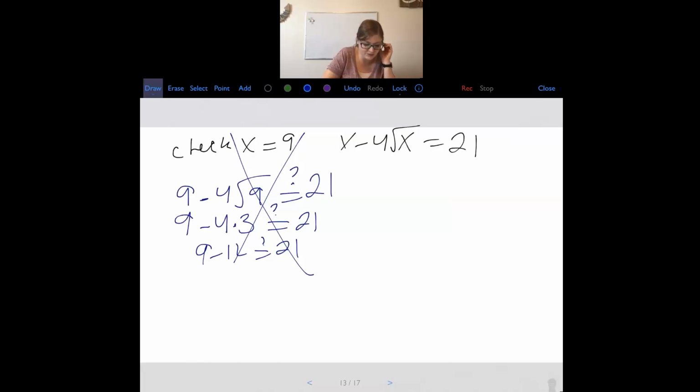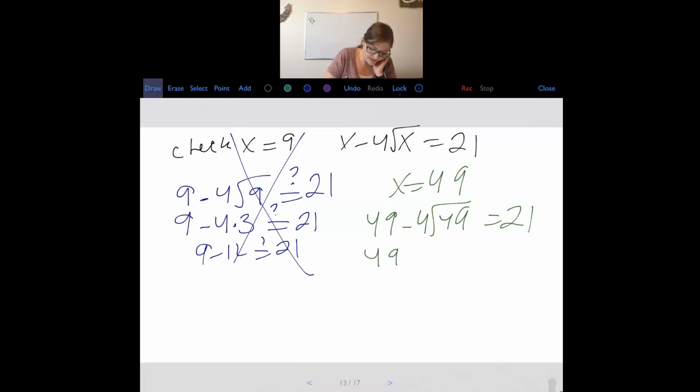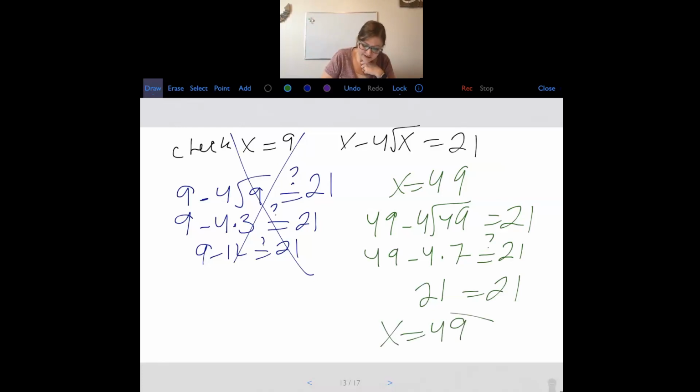It's our extraneous solution. If we check x equals 49, we have 49 minus 4 times the square root of 49 is equal to 21. We have 49 minus 4 times 7, and we want to know if that's equal to 21. And if you put this in your calculator, you will get 21 equals 21. So our only answer here is 49, okay, or x equals 49.